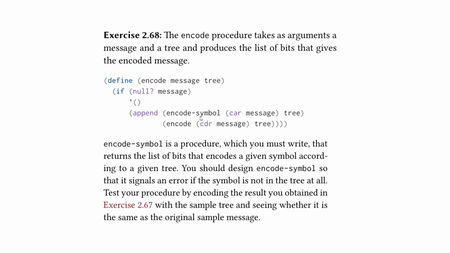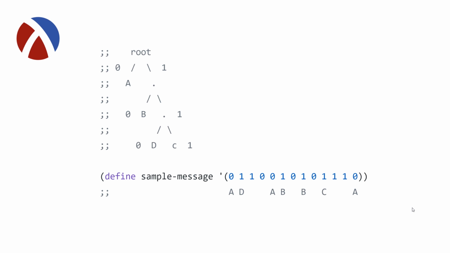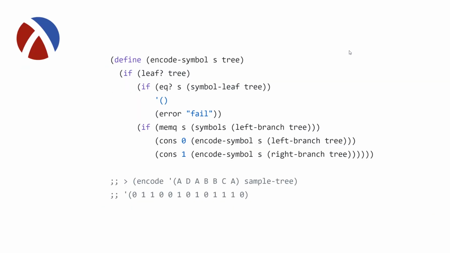It makes use of encode symbol. Encode symbol is a procedure which you must write that returns a list of bits that encodes a given symbol according to a given tree. You should design encode symbols so that it signals an error if the symbol is not in the tree at all. Test your procedure by encoding the result that you obtained in the previous exercise 2.67 with the sample tree and seeing whether it is the same as the original sample message. So basically we want to write a procedure encode symbol that, given a letter, produces the bits that are the encoding for that letter. So here is my solution.